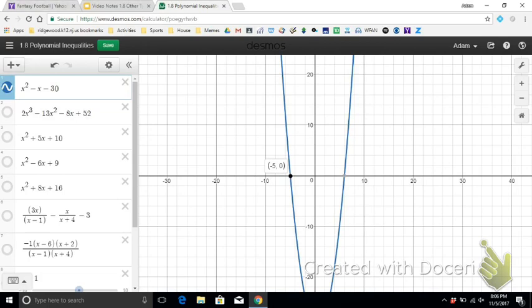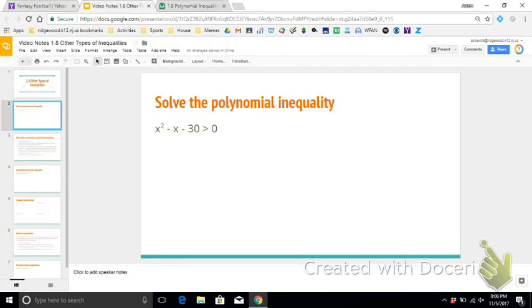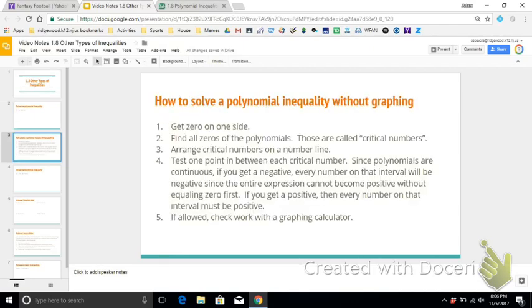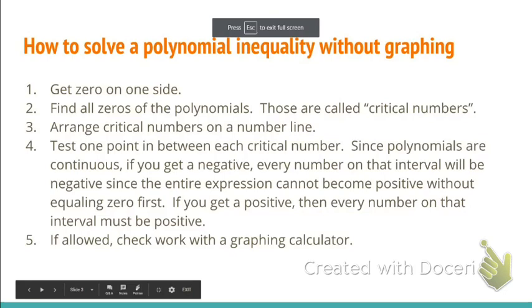So let's try another one where it's a factor by grouping. So let's see. Okay, drawing mode. So actually before we do that, let's just recap what we did.